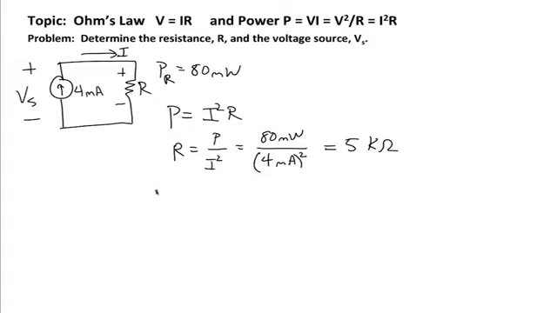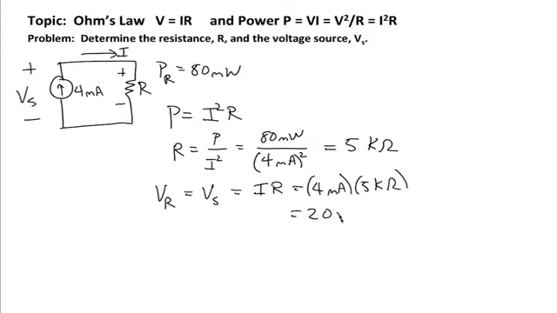So the voltage across the resistor, which is equal to V sub S, is going to be equal to the current times the resistance. And so the current is 4 milliamps. We've calculated the resistance from the previous part of the problem. And so we end up with a voltage which is equal to 20 volts. So the voltage associated with the source is going to be 20 volts.